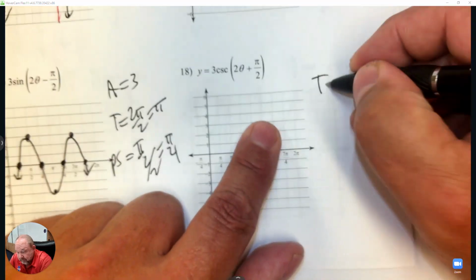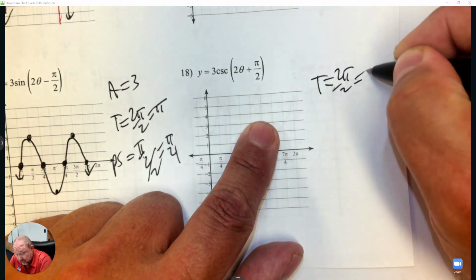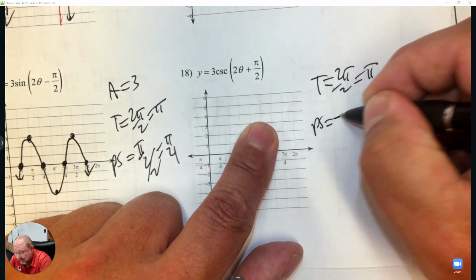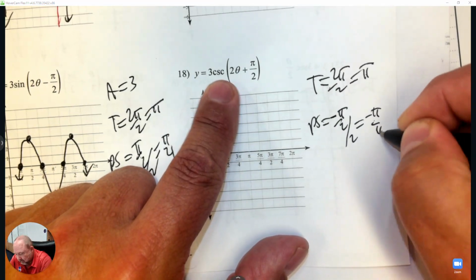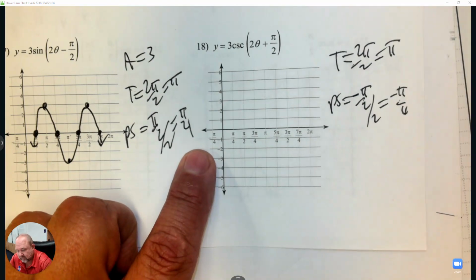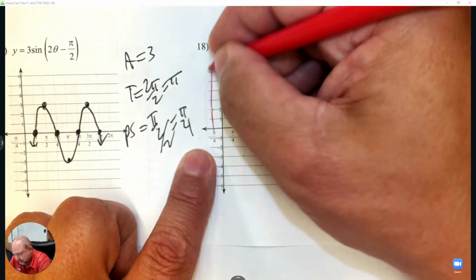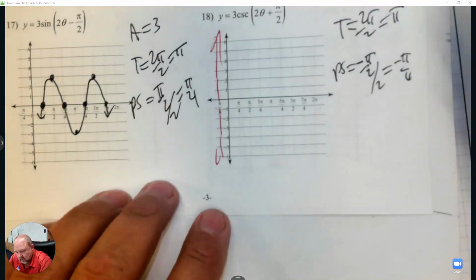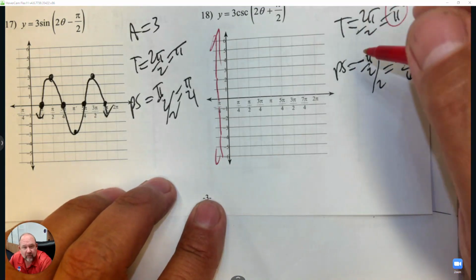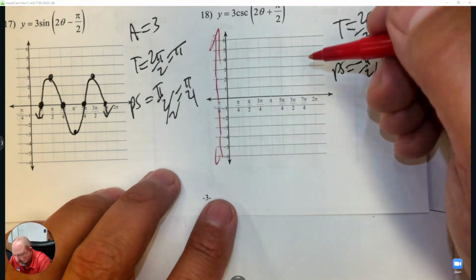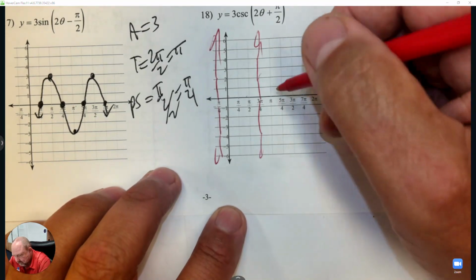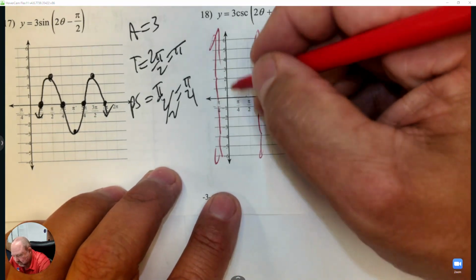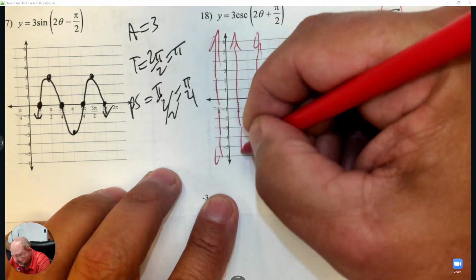Cosecant has no amplitude. Period is 2 pi divided by 2. That's pi. And the phase shift is negative pi over 2 divided by 2, which is negative pi over 4. So start at negative pi over 4. Starts with an asymptote. The period is pi, which is 4 to the right. So 1, 2, 3, 4. And then 2, and those are all the asymptotes.